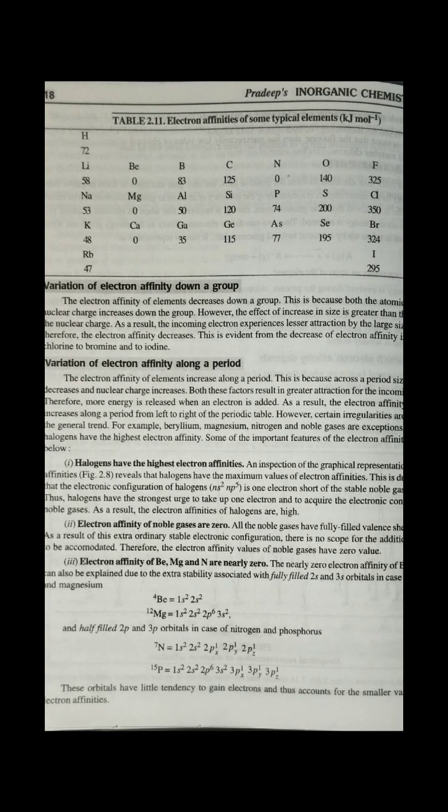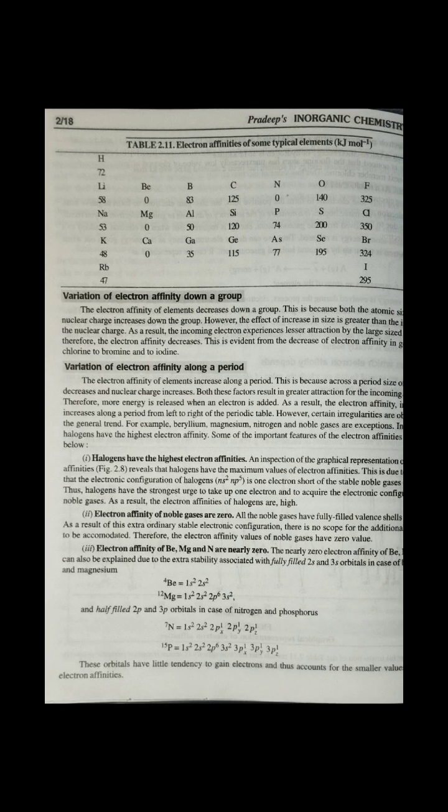Now we discuss the factors on which electron affinity depends. First is the size of the atom, second is nuclear charge, and third is electron configuration. Now discuss the variation of electron affinity down a group. Thus, the electron affinity of an element decreases down a group.